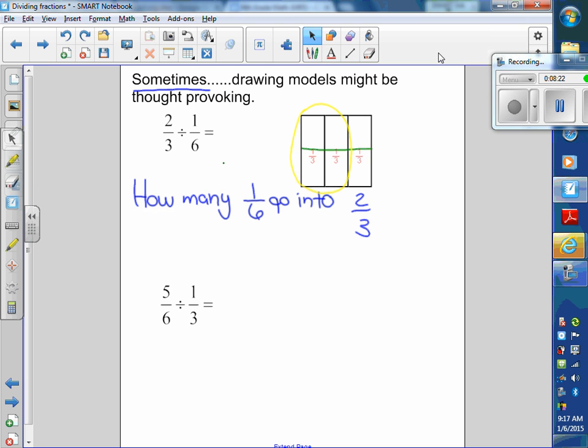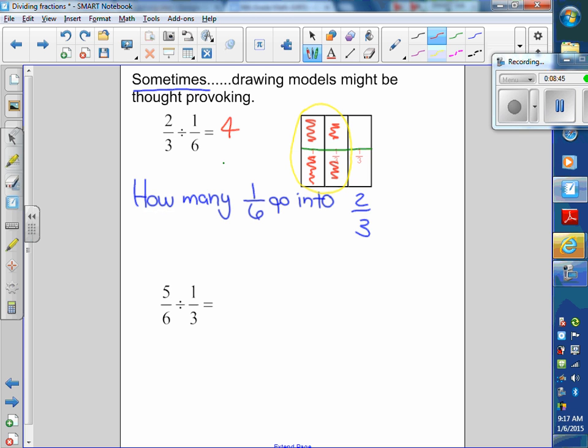Yes. I mean, almost every single person I've called on has answered a question correctly. There's 4 of them. This one, this one, this one, this one. There's 4 1/6 size slices in 2/3. Sometimes a picture could be helpful. Okay?